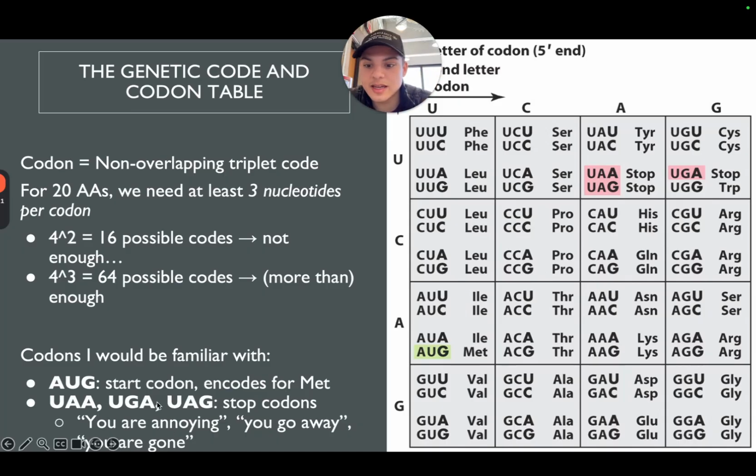Then we have UAA, UGA, UAG. And the way you memorize these 3 is: you are annoying, you go away, you are gone. This is an MCAT mnemonic, so take that as you will. And here are the 3 in red as well.